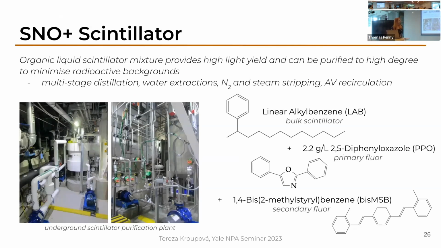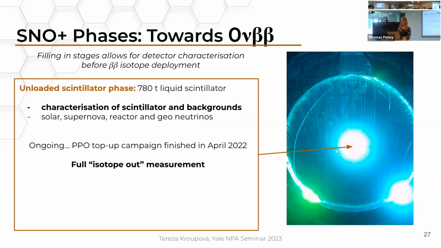So the scintillator itself is linear alkyl benzene, and I'm not going to go too much into the chemistry, but we also use two fluors with it. Currently, we have this BPO, and we're waiting for bis-MSB to be present. But importantly, we have an underground scintillator purification plant, which we can keep using to purify any scintillator coming in. So at the moment, this is where we are. We have all of our primary fluor in, and we are performing our isotope out measurement.